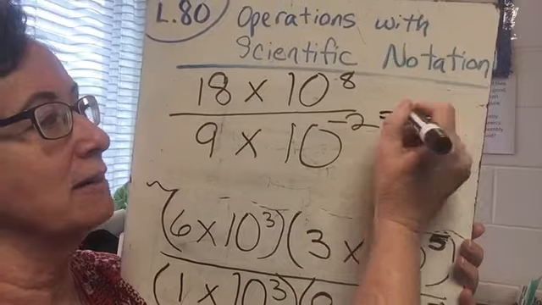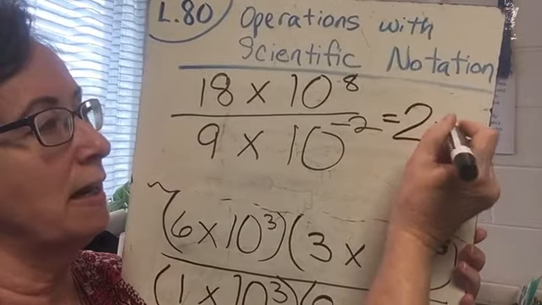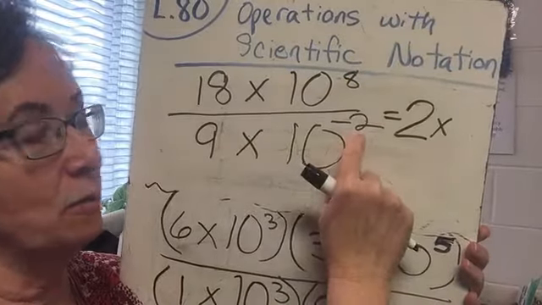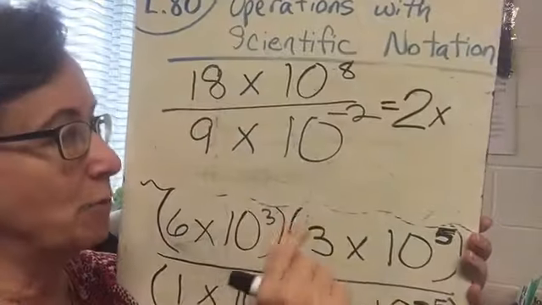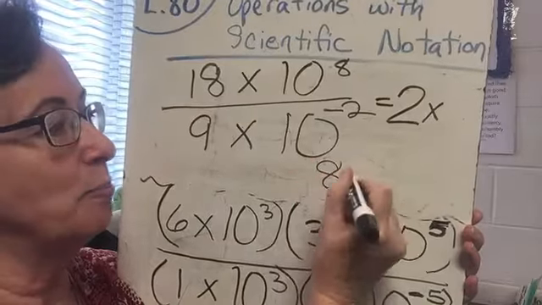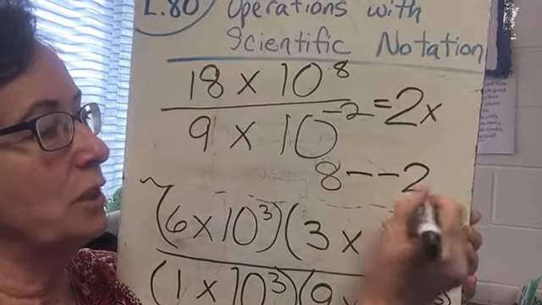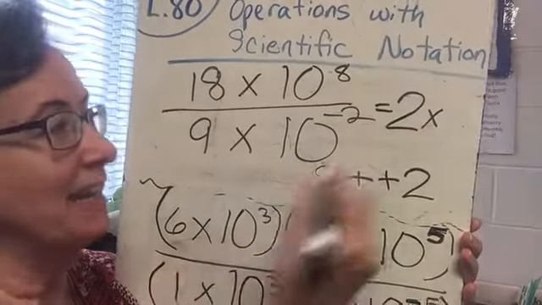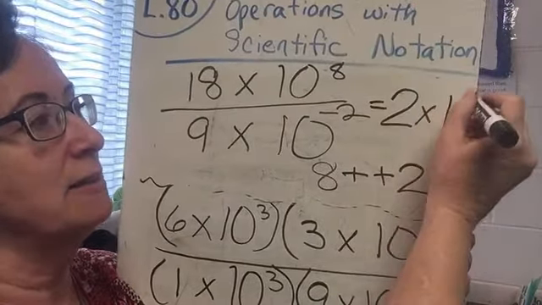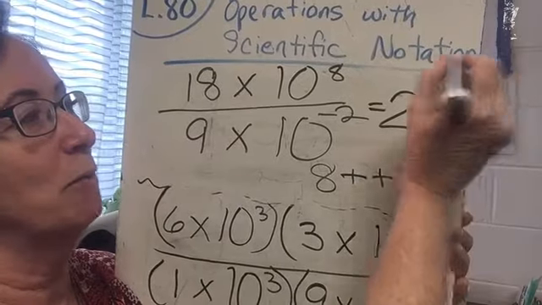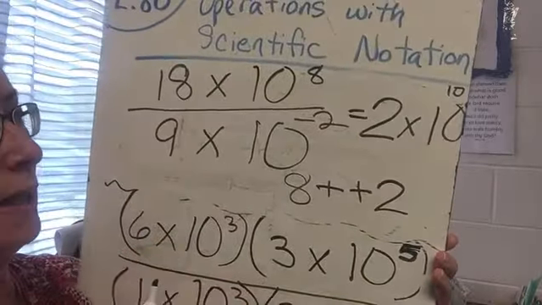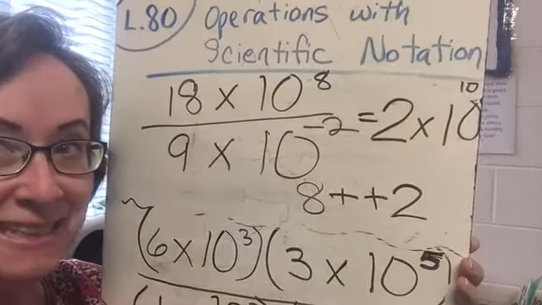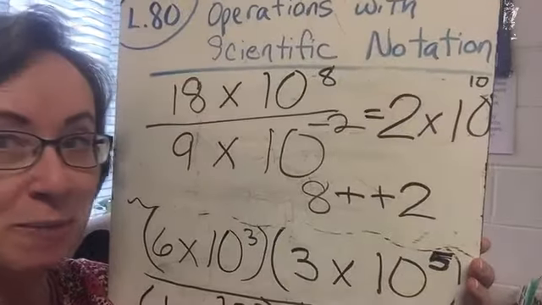So my answer is going to be 2 times, and then 10 to the 8 divided by 10 to the 2. When I divide, I subtract. So what is 8 minus a negative 2? Well, I end up getting 10, don't I? So I'm going to have 10 to the 10 power. And I can't write it on my board because I'm all out of room. But 2 times 10 to the 10 power is already in scientific notation. So I have to make no adjustments.